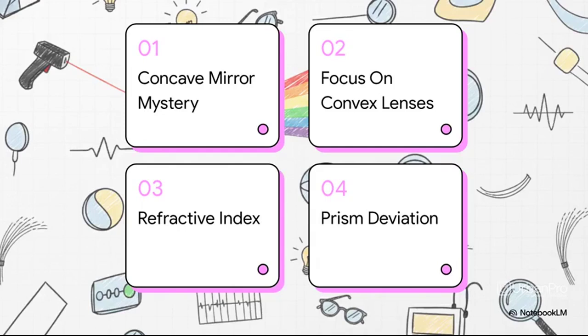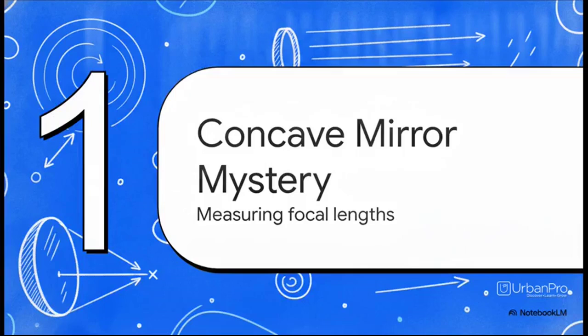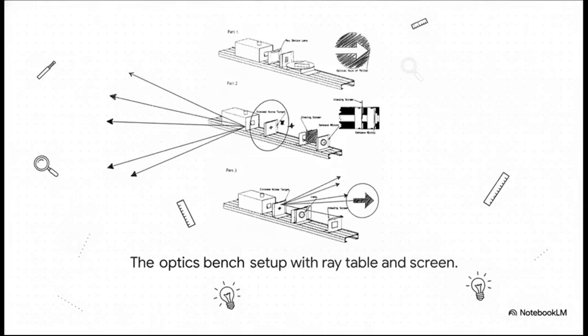Let's dive in. Station number 1, the concave mirror mystery. We're going to figure out how to measure focal lengths. Now you might be wondering, how exactly do you measure a focal length that you can't even physically touch? Well, as you can see, we've got our classic optics bench setup. We have a light source, a crossed arrow target acting as our object, a viewing screen, and our concave mirror mounted on a stand. Our main goal here is to carefully adjust that viewing screen until the image of the arrow snaps into perfect, razor-sharp focus right at its center.